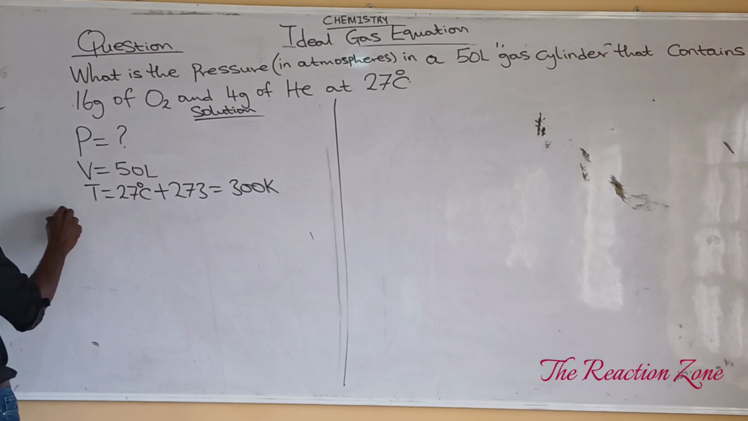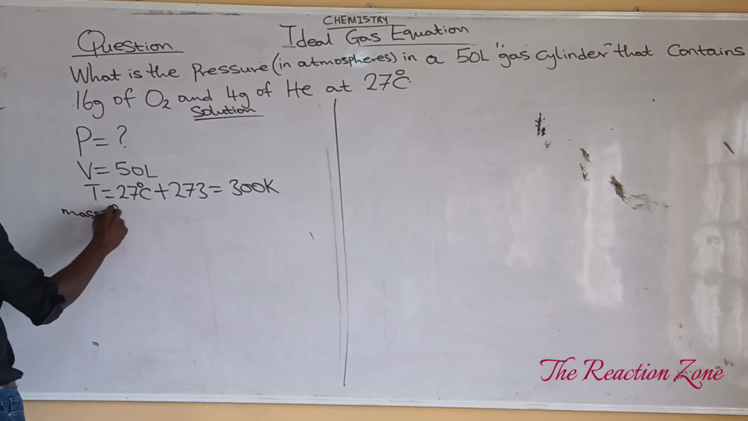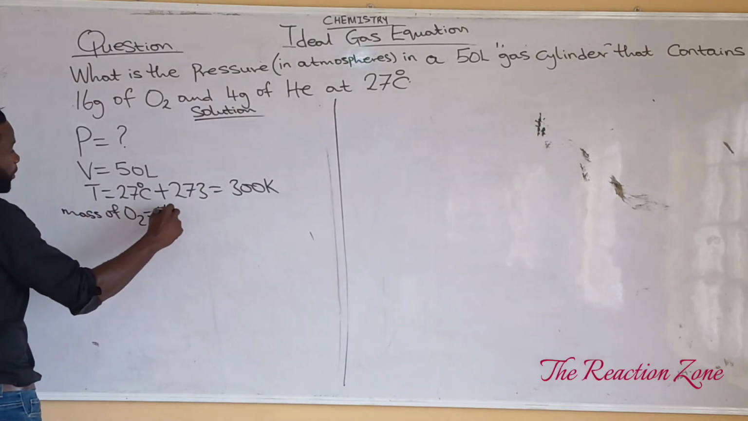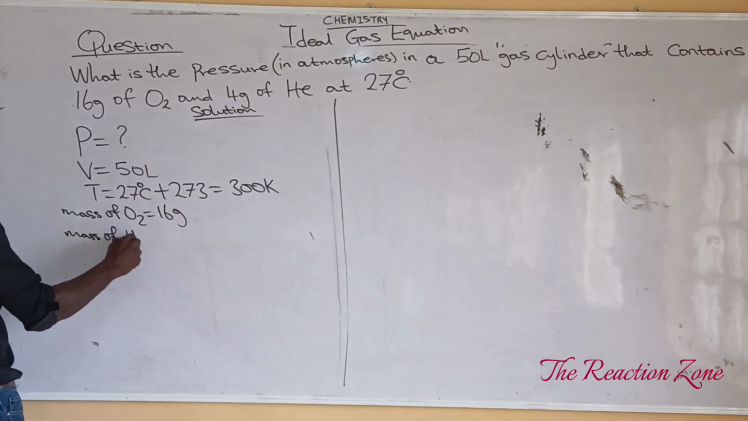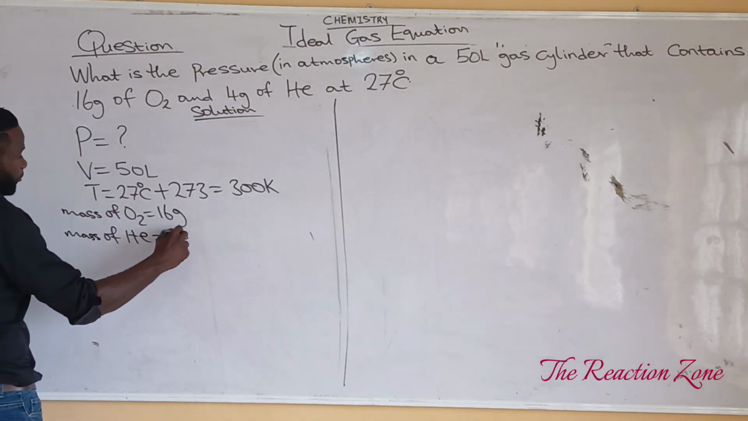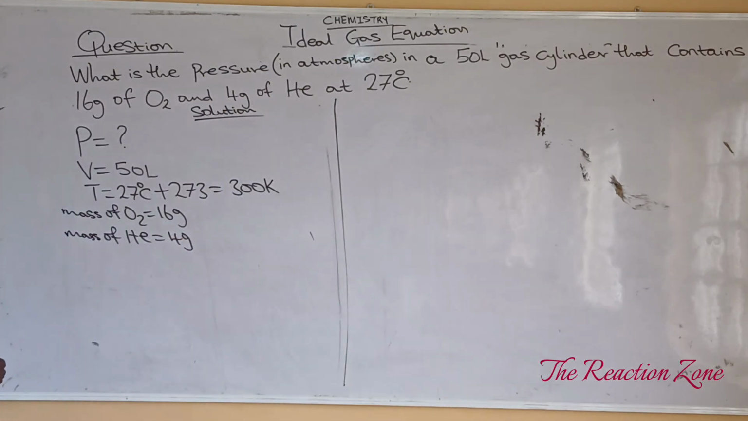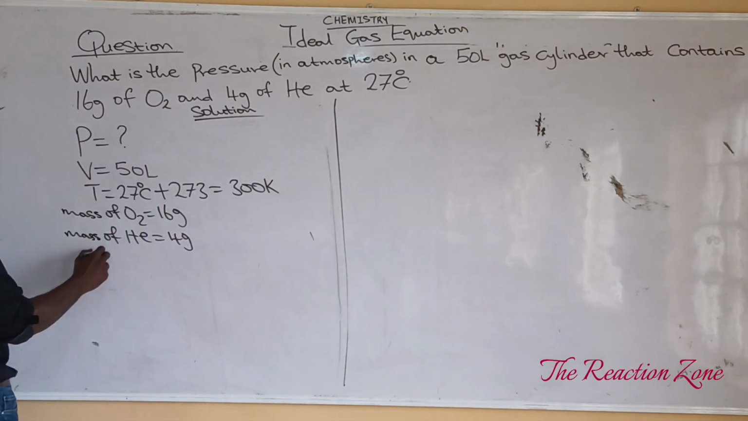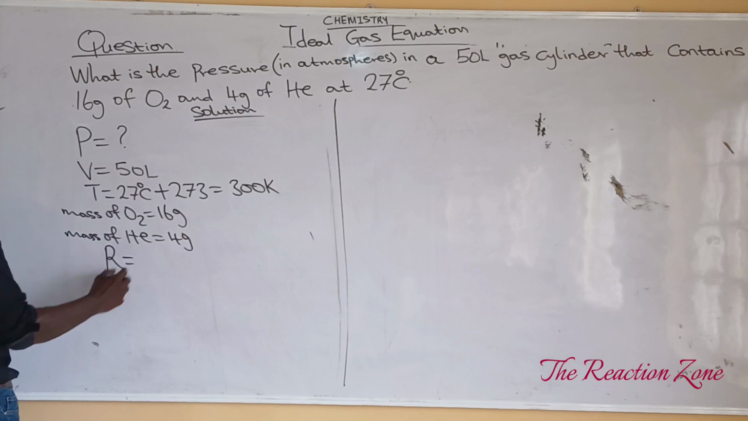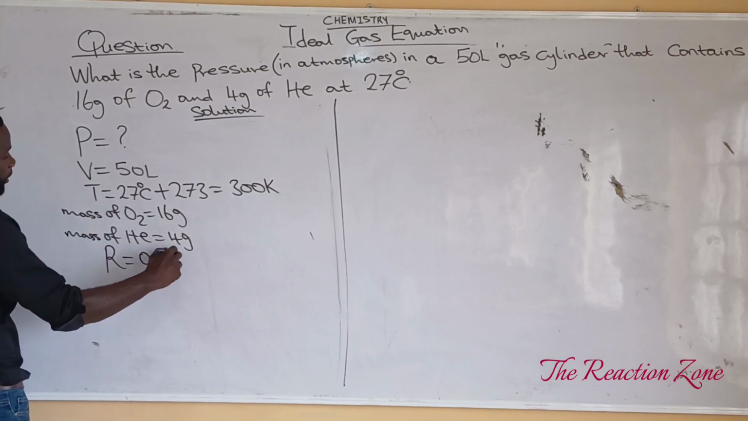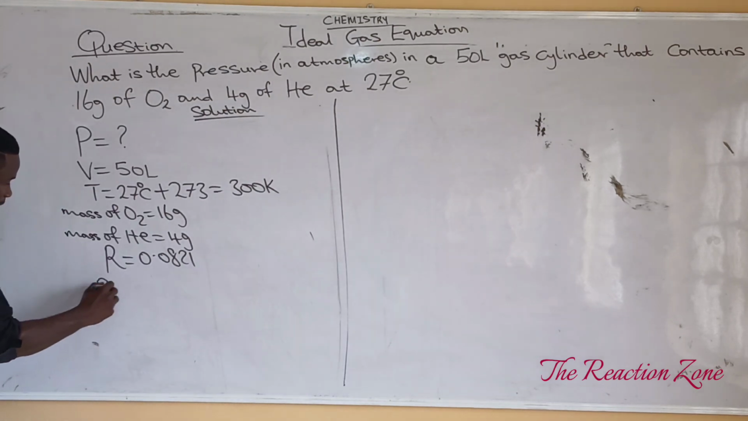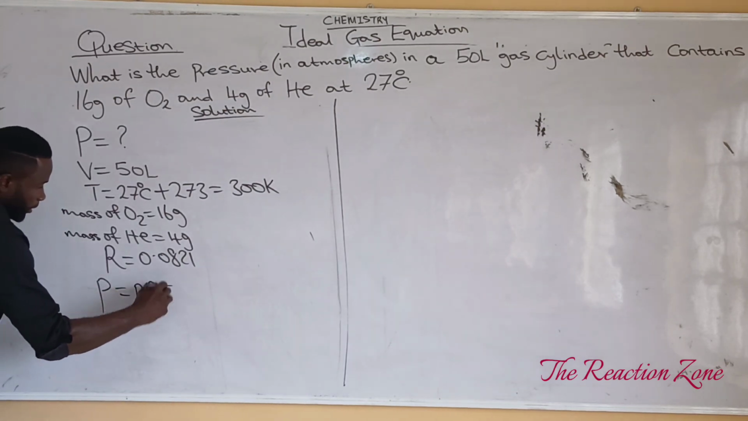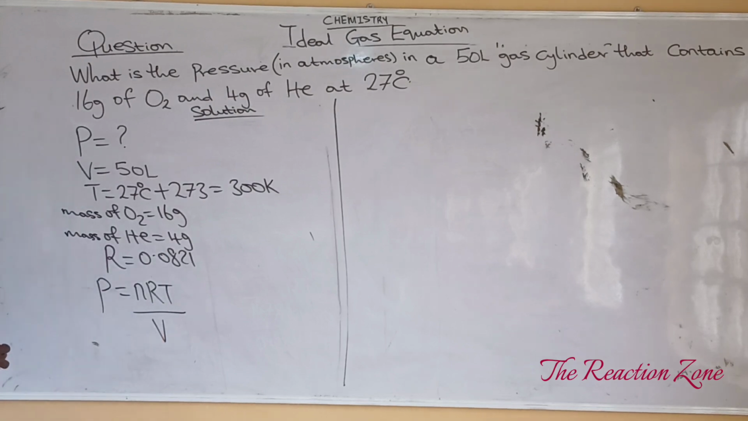Now we're given the mass of oxygen gas to be 16 grams, and we are also given the mass of helium to be 4 grams. We're looking for the pressure in the atmosphere, so the value of the molar gas constant, R, is going to be 0.0821. Recall that the ideal gas equation is P is equal to nRT over V.